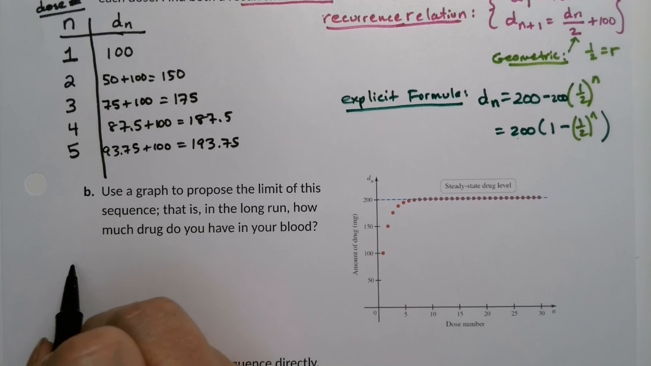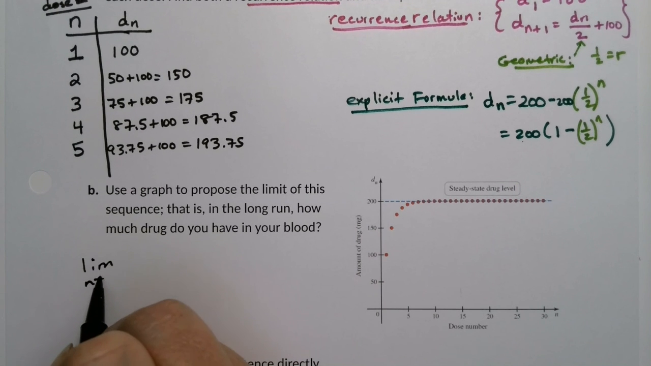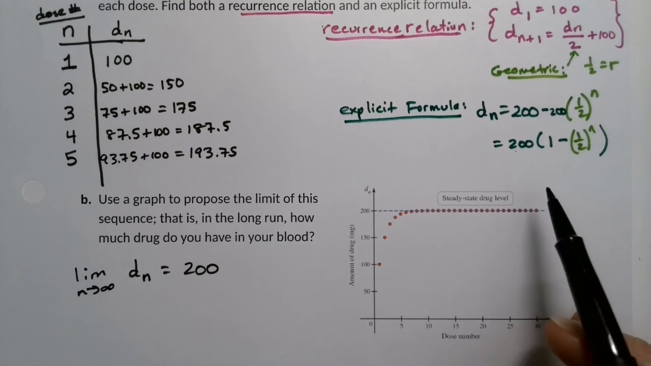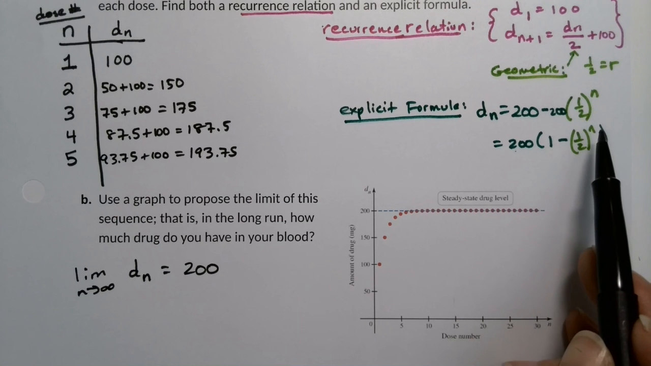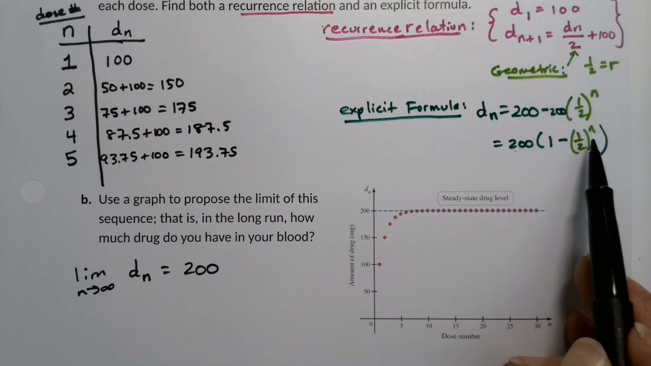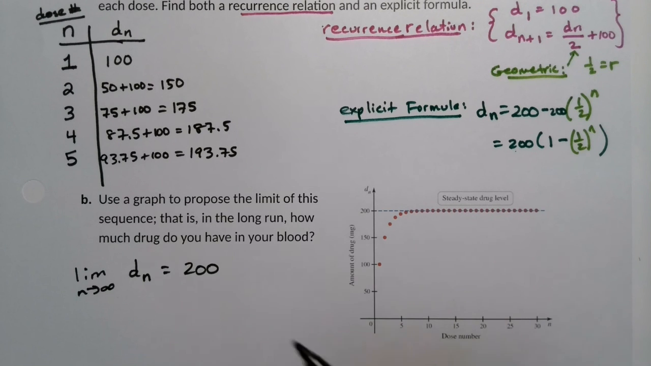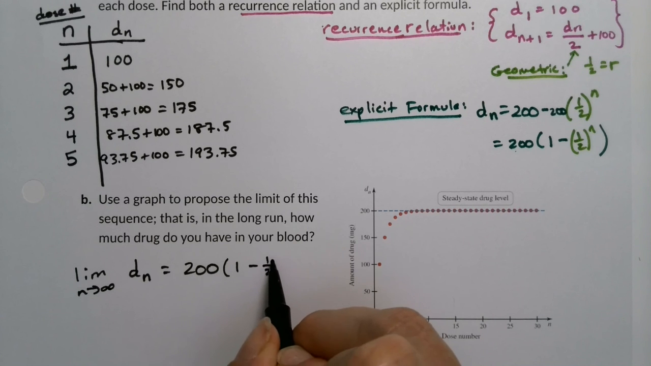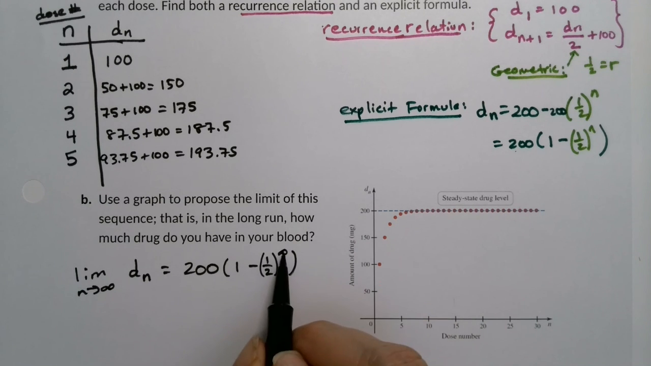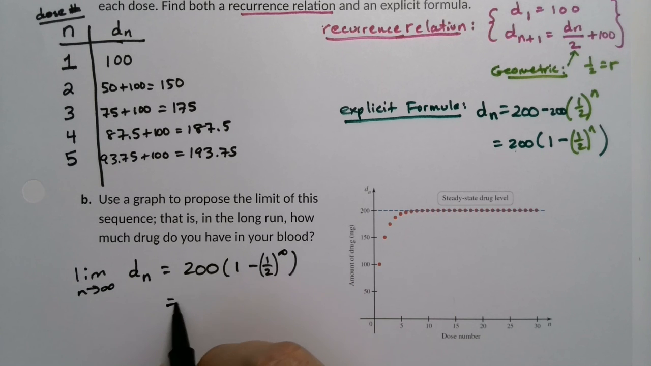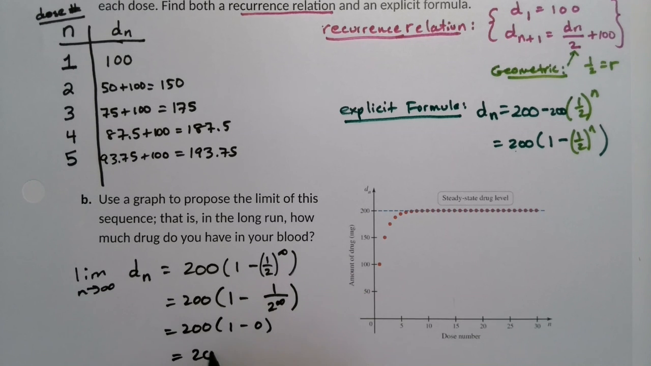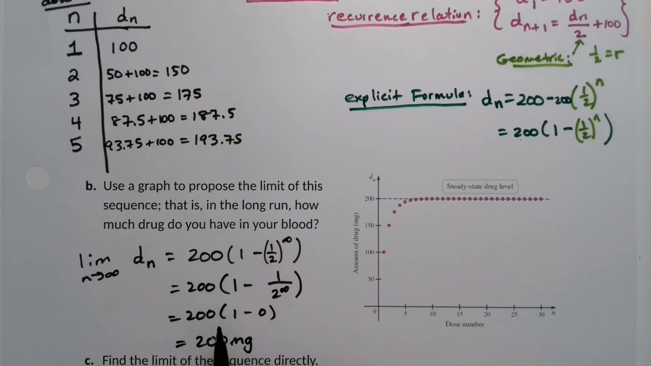All right, so I would speculate that the limit as n goes to infinity of d sub n is 200, which just makes sense. I mean, look at it. If you let a half to the n go to infinity, this is going to turn into 0. 200 times 1 minus 0 is 200. So here I can even do this. It'd be 200 times 1 minus a half to the infinity power. A half to the infinity power is 0, right? That's the same thing as 200 times 1 minus 1 over 2 to the infinity, which is 200 times 1 minus 0, which is 200. That's the steady state, right?